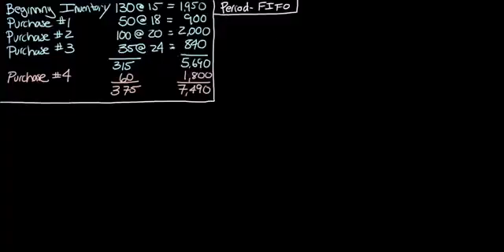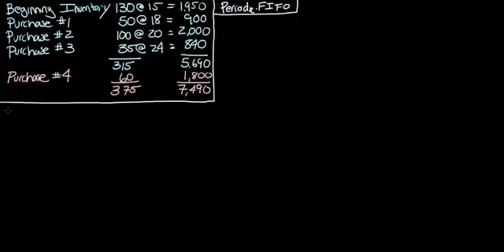So the question is, I've moved around some of this data. I've presented it a little bit differently because under a periodic system, we don't really care about the order of the sales versus the purchases. We basically assume under a periodic system that all the purchases happen, we have all the inventory there, and then we sell it at the very last minute.